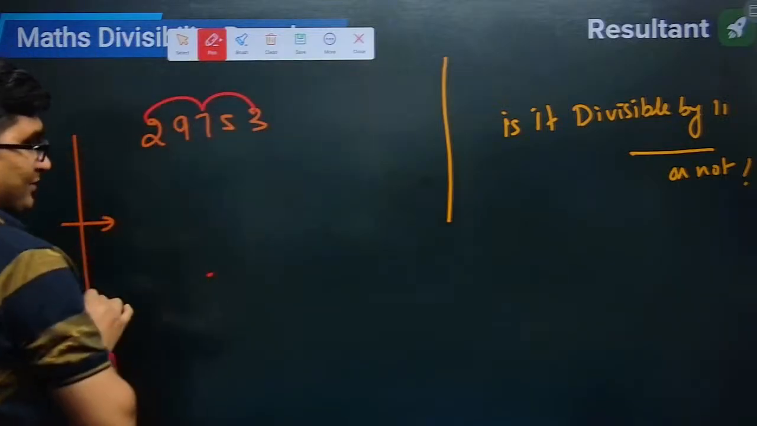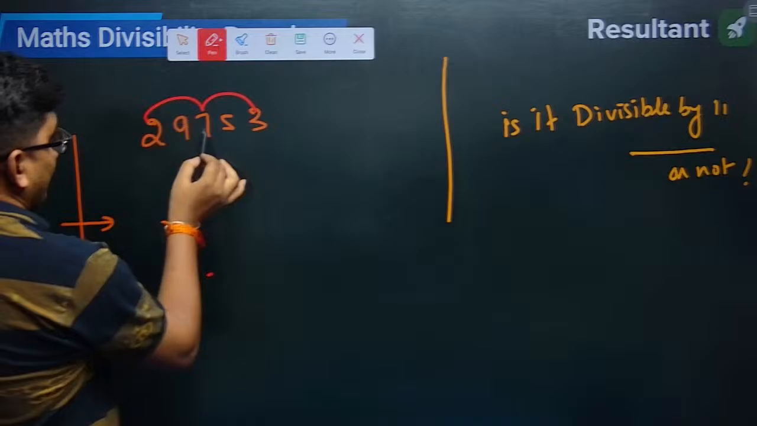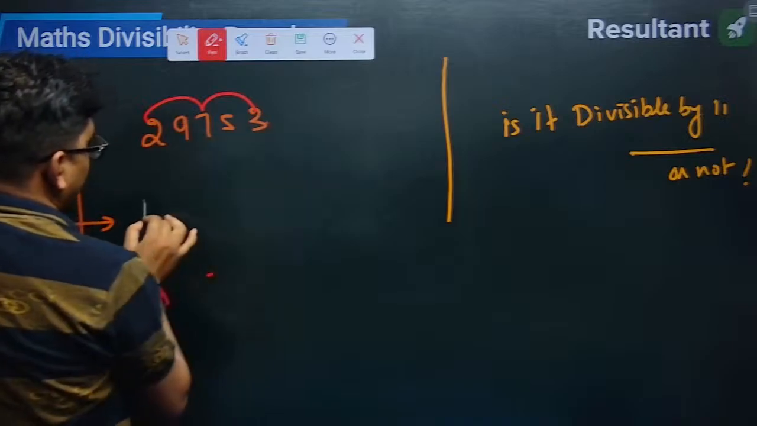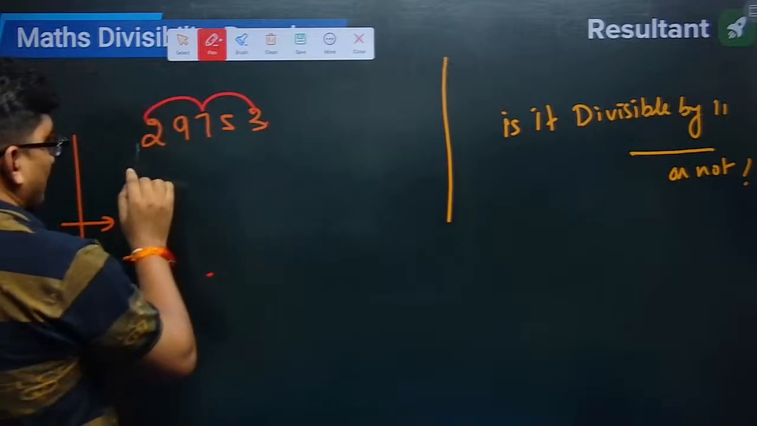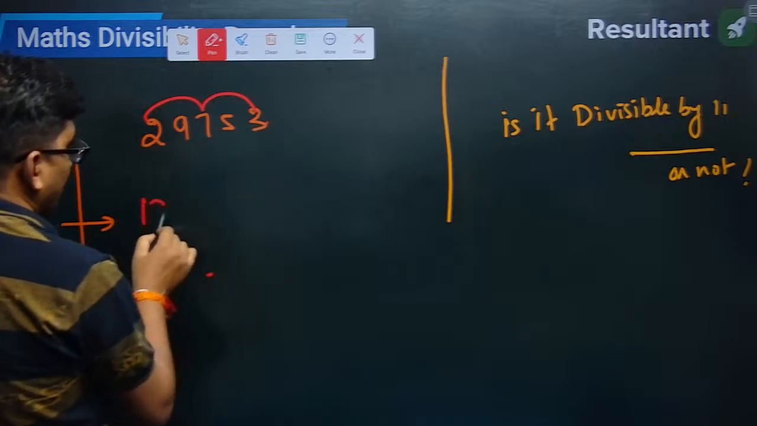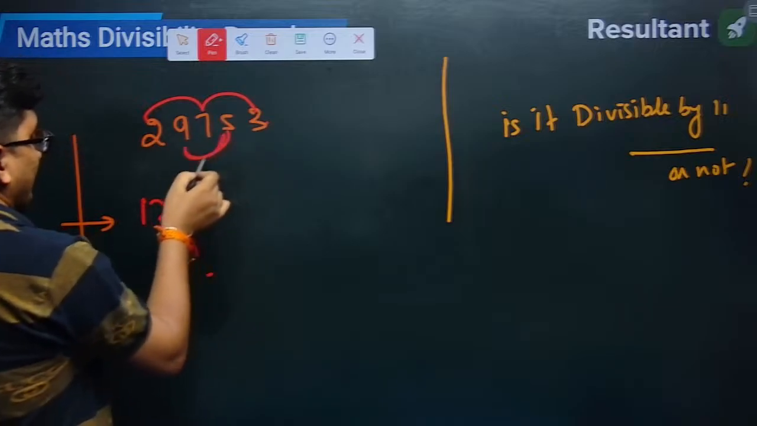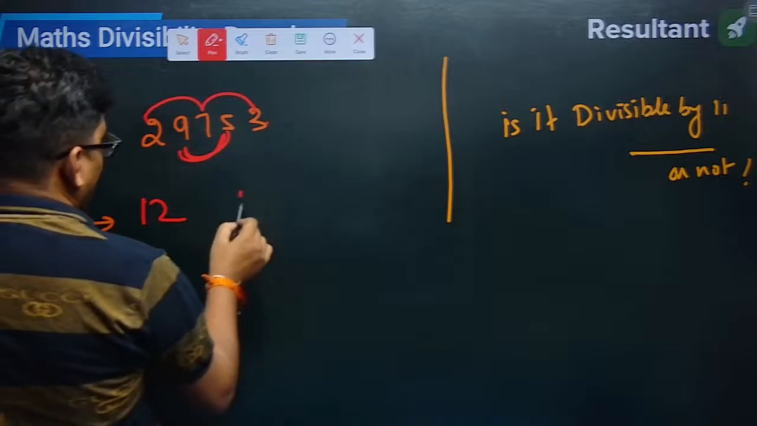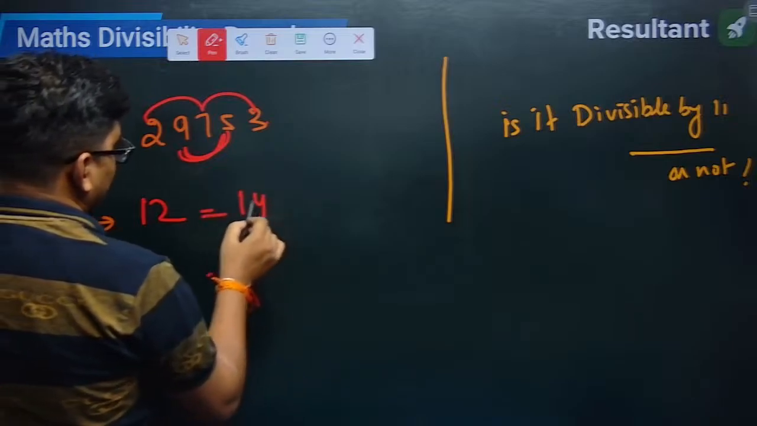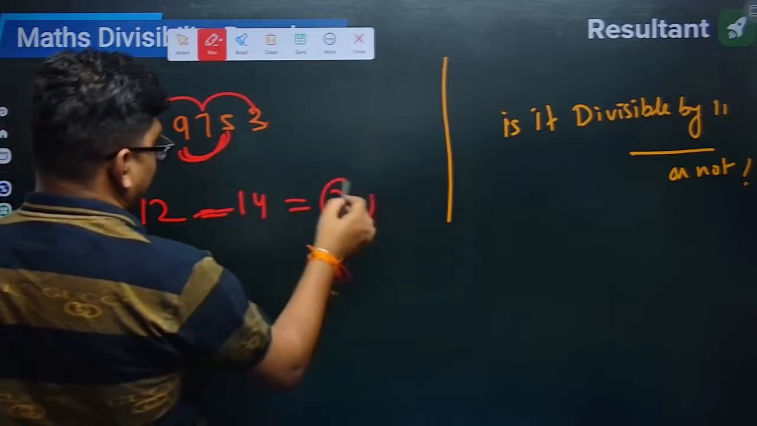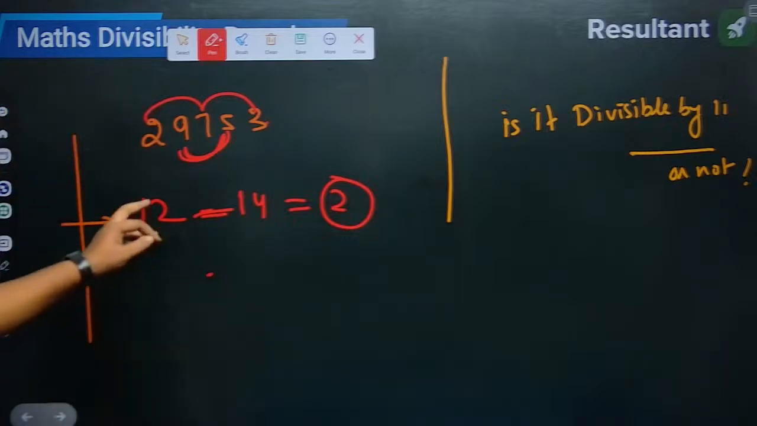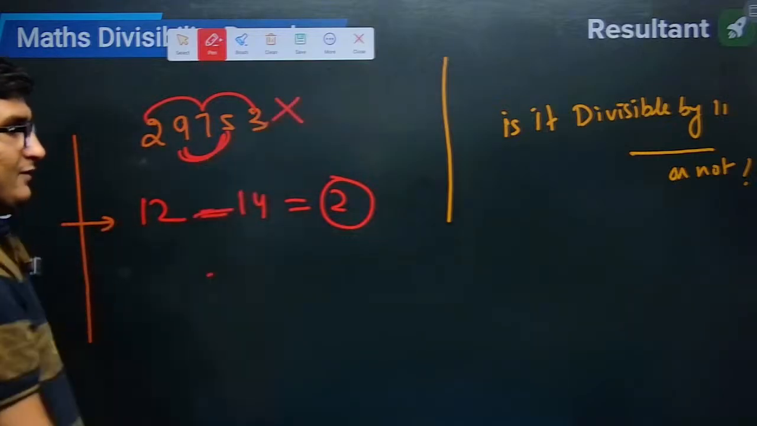Add the alternate digits. Okay? 2 plus 7, 9 plus 3, 12. And the remaining alternate digits sum to 14. The difference of these sums is not divisible by 11 and is not 0. The number cannot be completely divided by 11.